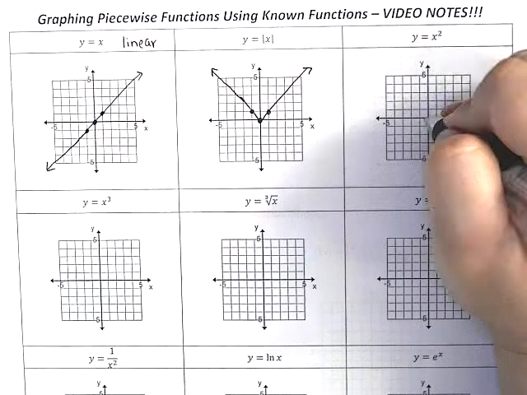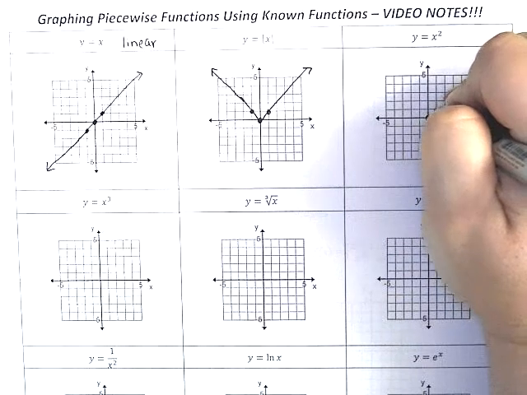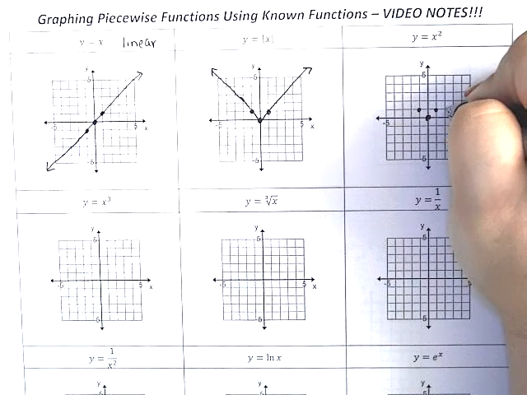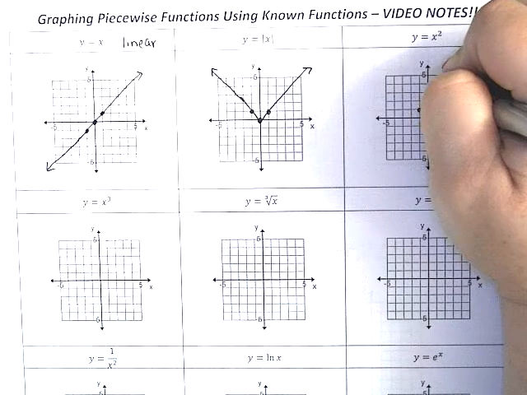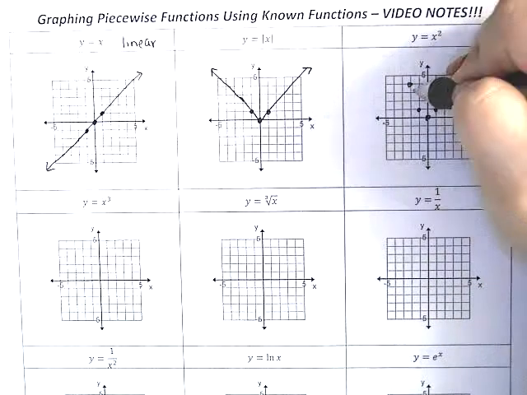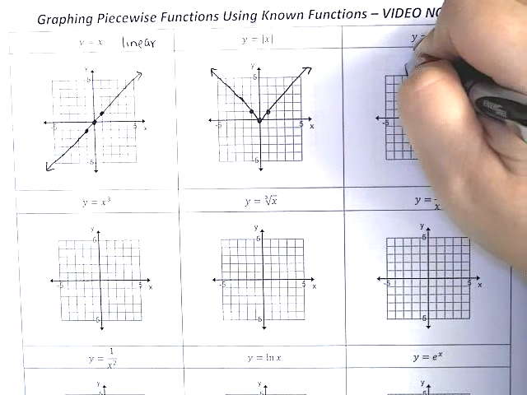X squared, we know, starts at 0, 0 and has 1, 1, -1, 1. And it also has 2, 4. 1, 2, 3, 4. And -2, 4 as well. This is that parabola, U-shaped. And then it goes off.